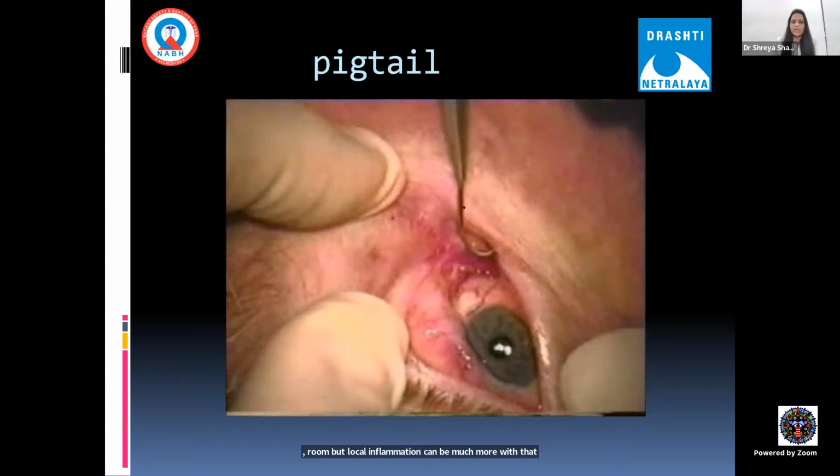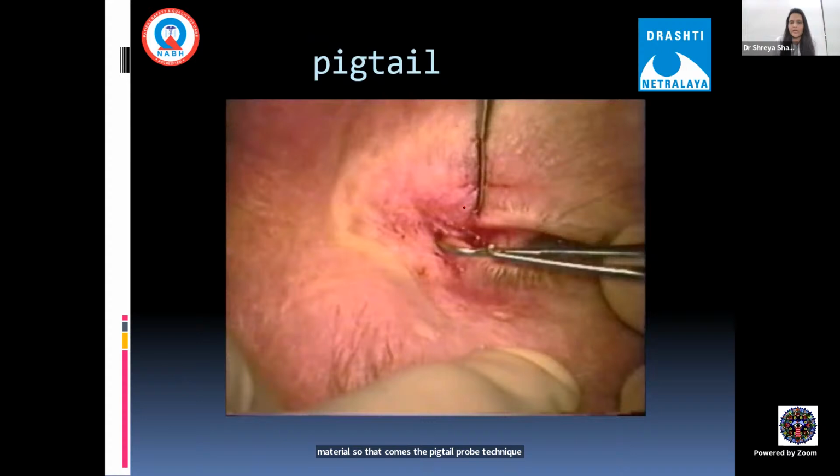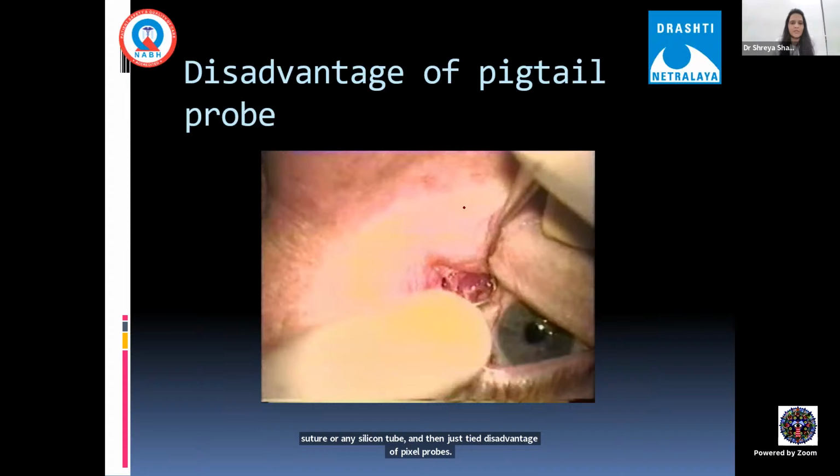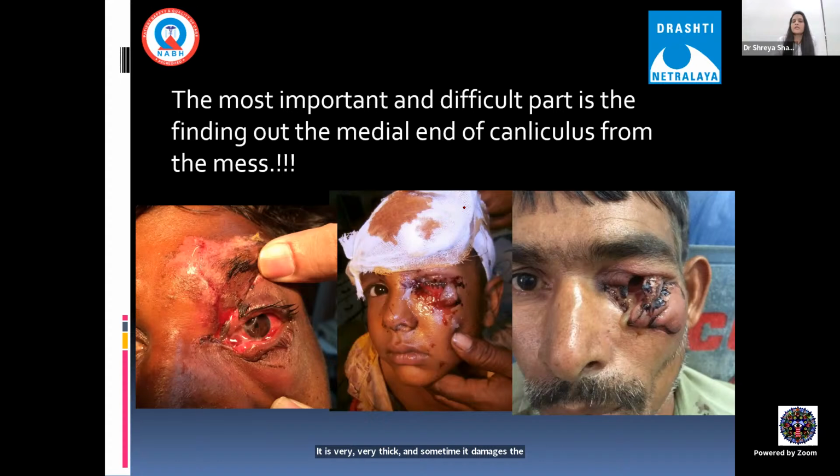So that comes the pigtail probe technique. With the pigtail probe, you can find the medial cut end and pass the suture or any silicone tube and then just tie it. The disadvantage of the pigtail probe is that it is very thick, and sometimes it damages the canaliculus. The most important and most difficult part is finding the medial cut end of the canaliculus from this mass. It is really difficult.